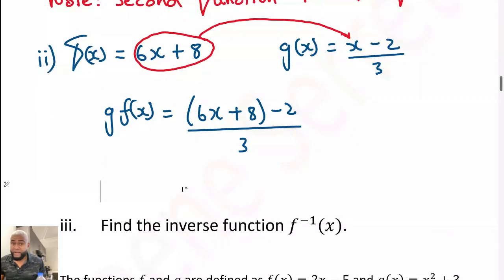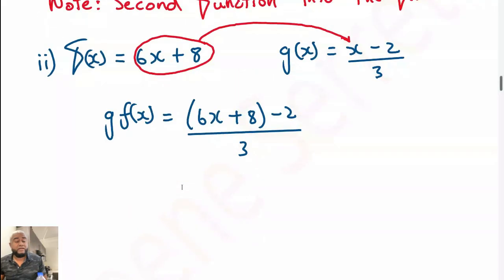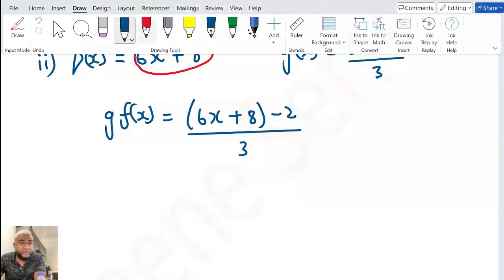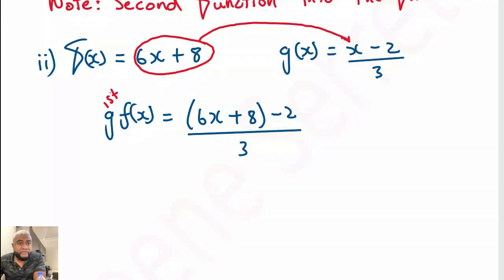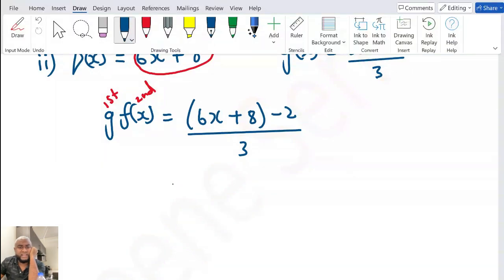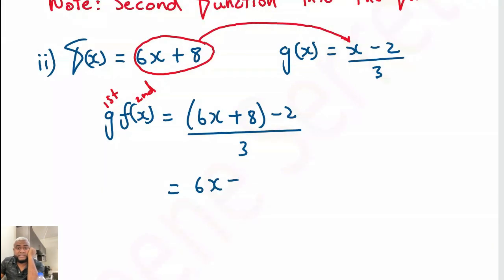Talk to me. Who doesn't understand? I'm trying to make this as clear as I could. Everybody good there? Right. G f of x, right? I'm going to put a little first on top here. This is your first function. This is your second function. Cool? So you put in f of x into g of x. Second function into the first. So what I circle here, which is 6x plus 8, takes the place of x in g of x. Cool? So watch it. You can drop the brackets here because there's nothing in front to multiply into the brackets. So that's 6x plus 8 minus 2 all over 3.